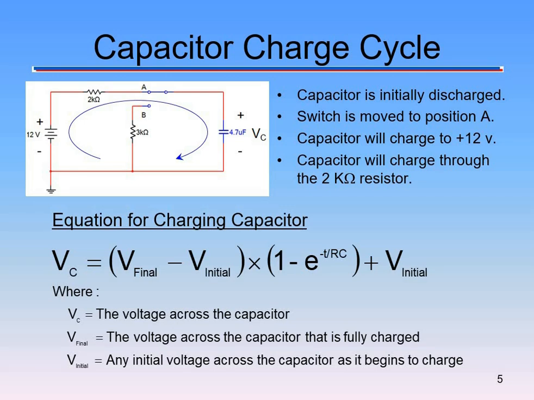Alright, so the equation for charging a capacitor is V final, that's the final voltage, minus the initial voltage, times 1 minus e to the minus t over RC. RC is the tau, the time constant that I talked to you about before, and then plus the initial voltage. So this is the equation for calculating how we charge a capacitor.